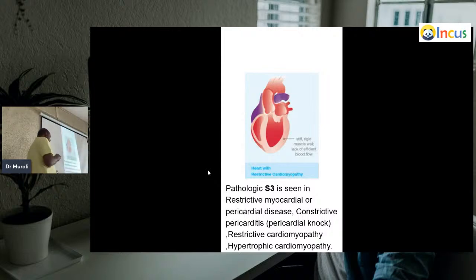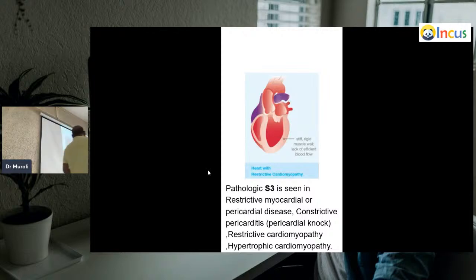Pathological S3 can also be seen in restrictive cardiomyopathy, any pericardial disease, constrictive pericarditis. And the pathological S3 that you listen to in constrictive pericarditis is also called pericardial knock. So pericardial knock fundamentally is a diastolic sound or systolic sound, doctor? It is a diastolic sound, just like S3 is a diastolic sound. S3 is mid-diastolic, early diastolic, or is it late diastolic? It is early to mid. S4 is late diastolic, when the atria is contracting against a stiff ventricle.